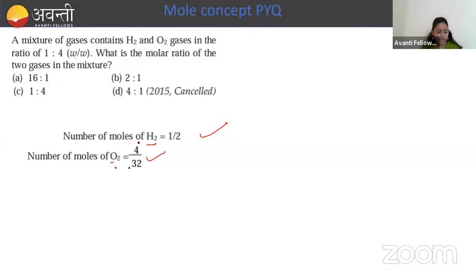Yes, a mixture is given, H2 and O2 gases, and their ratio 1:4 is given. What is the molar ratio of the two gases in the mixture? Yes, the number of moles I have given here. What will be the answer? Here the answer will be 4:1. Okay, just put the number of moles values and you will find the answer.